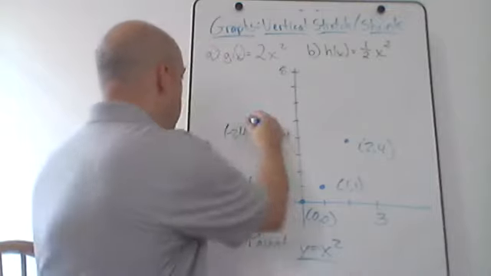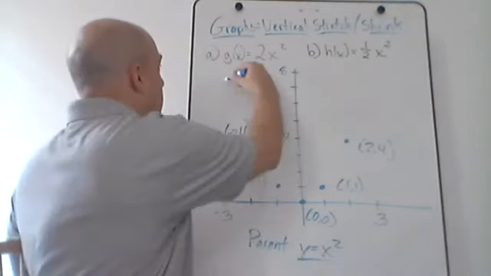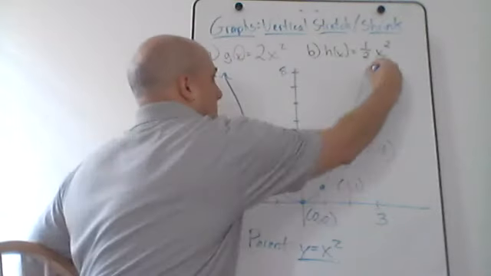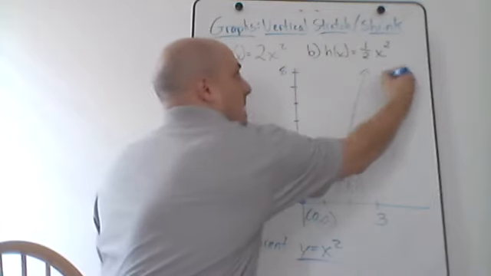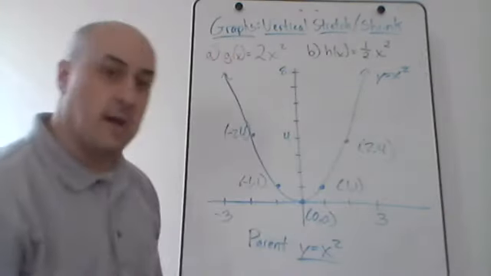I missed that point a little bit, but close enough. All right, so those are some of my key points, and now I can connect the dots here to sketch that graph. All right, so that's my graph of the parent function y equals x squared. That's what y equals x squared looks like.